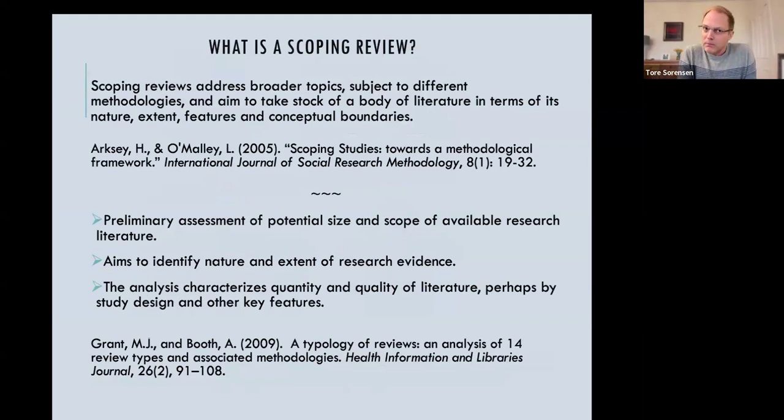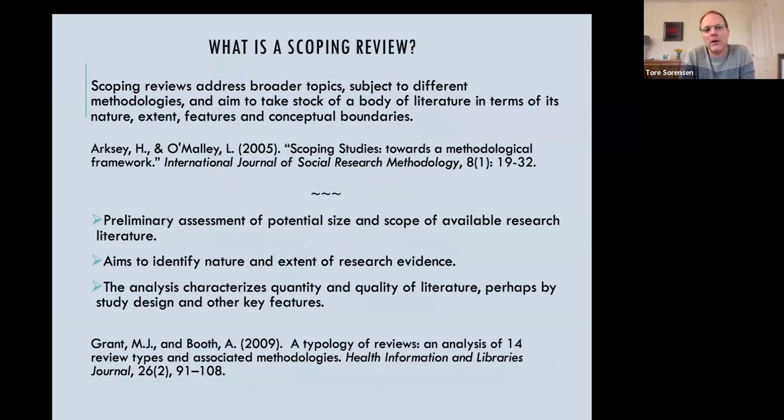So the research field of literature reviews itself is contested. There are many, many different definitions, sometimes overlapping, which can be very frustrating for us as readers and as practitioners in research. But here are some pointers about what a scoping review is.